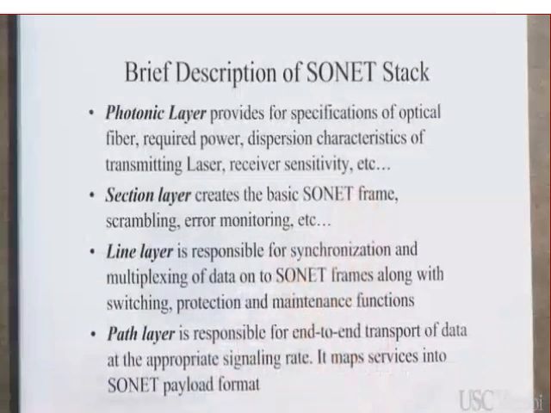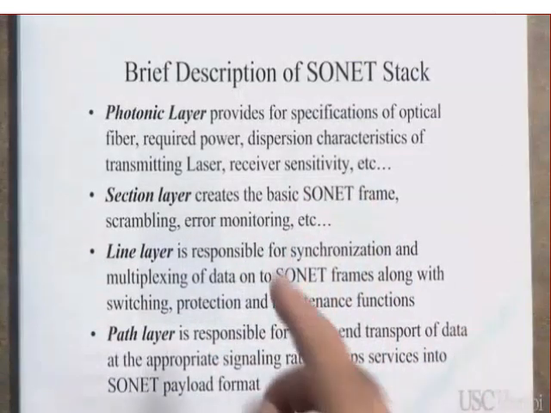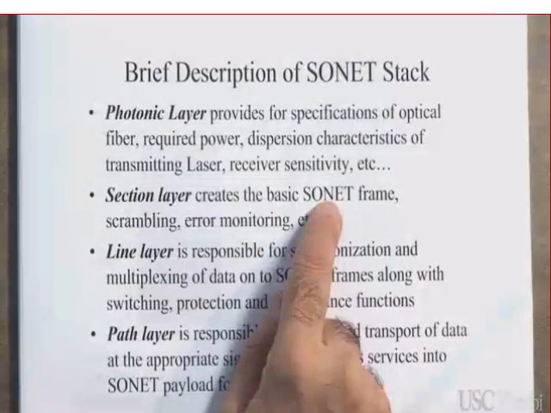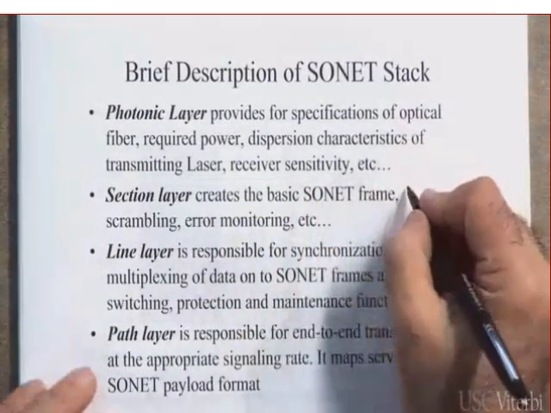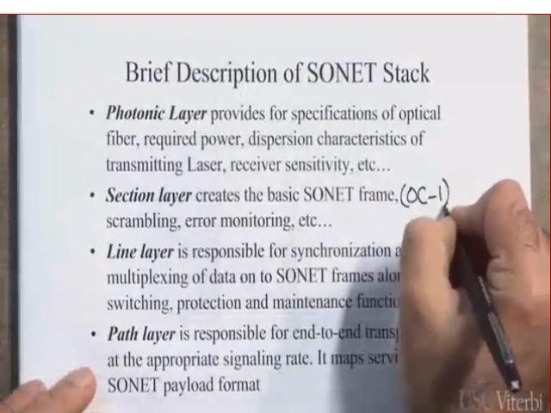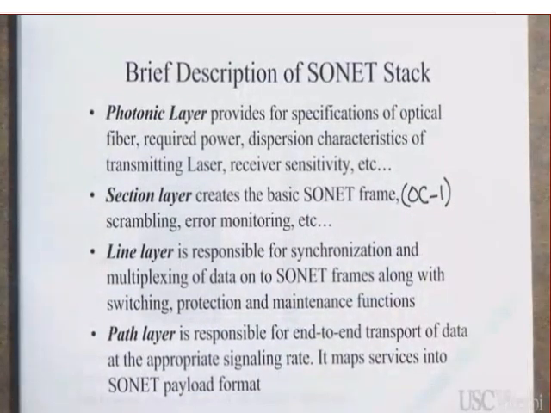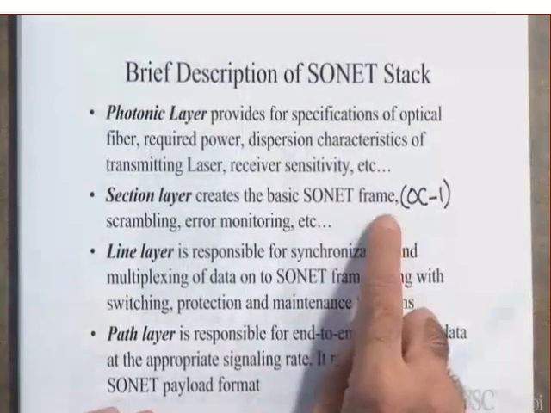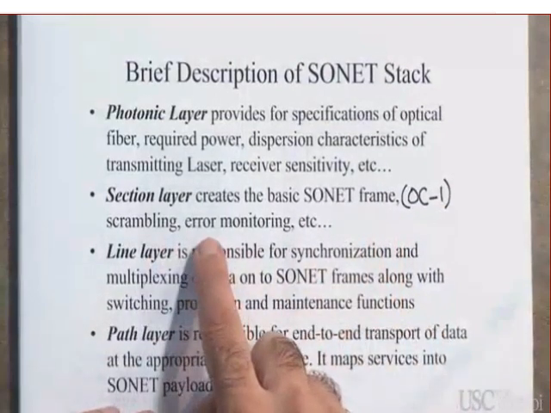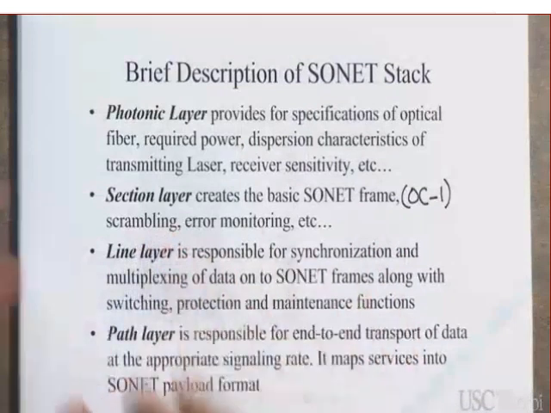SONET frame, we are talking about which layer? Layer 2. This one will create the basic SONET frame, which is the OC1, the basic SONET frame, which I will show in just a second. It will also do scrambling and error monitoring. Scrambling means it interleaves bits from multiple channels, such that when errors occur, not all the channels will be affected. Some of them will not be affected, some of them will be affected, and so on and so on.